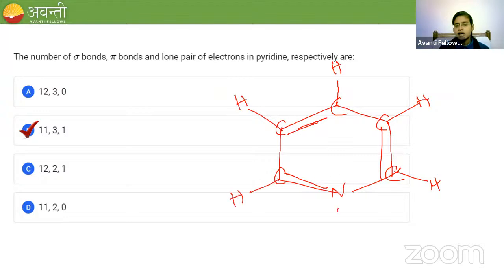And nitrogen will not have hydrogen because its valence number of electrons is 5 and 3 have been used for bonding and the remaining one is present as a lone pair. Okay, so this is the complete structure of the molecule.